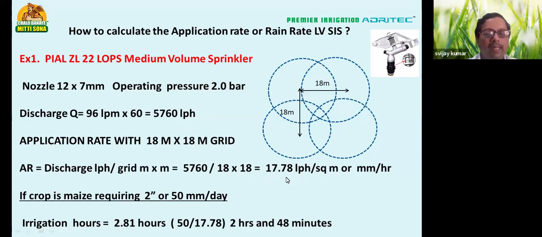Now, let us say the crop that we are going to irrigate is maize, and it requires around 2 inches or 50 millimeters per day. That means how many hours will you have to operate? So you have the irrigation hours. It's very easy to calculate. You know that 2 inches is nothing but 50 mm. 50 mm divided by the application rate of the sprinkler, which is 17.78. So it will work out to somewhere around 2.8 hours. That is nothing but 0.81 multiplied by 60. So roughly 2 hours and 48 minutes. So you can take it as around 2 hours and 45 minutes.